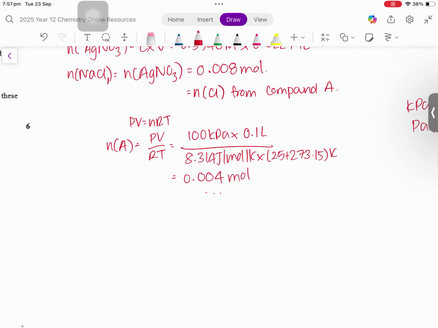All right, guys. You had 0.008 moles of chlorine total. That came from 0.004 moles of A. What is the simplified whole number ratio?